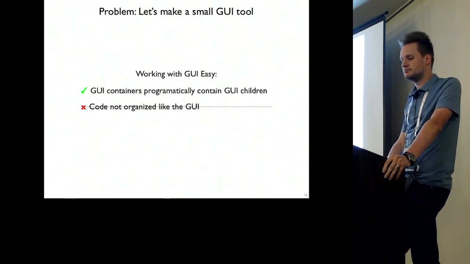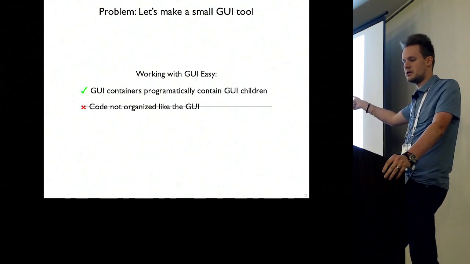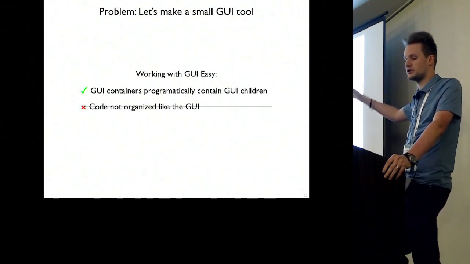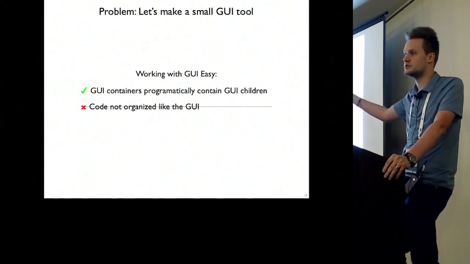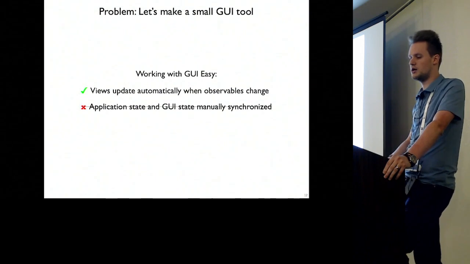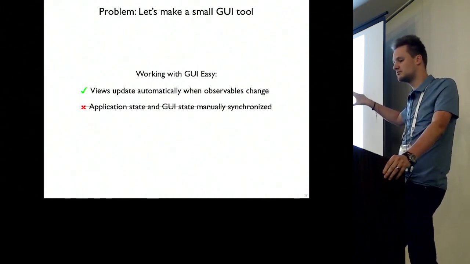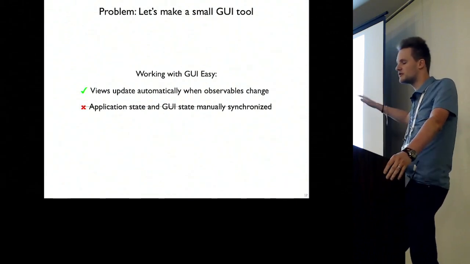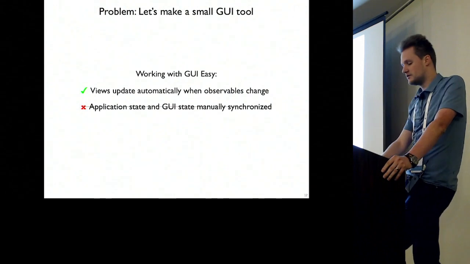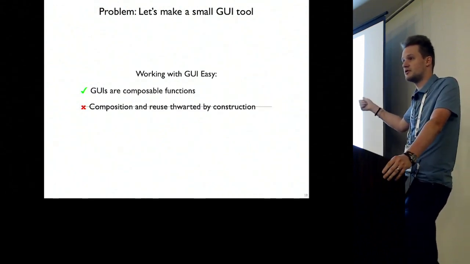But on the flip side, working with GUI Easy, Bogdan's library, has been a joy. Our GUI containers are going to programmatically contain their children, so we'll see some examples of what that means in a moment, but that sort of solves our organizational problem. We get these automatic updates via observables, which sounds like one of the Gang of Four patterns and is somewhat related. So that solves our state synchronization problem, and we get composable functions that actually represent our graphical applications.